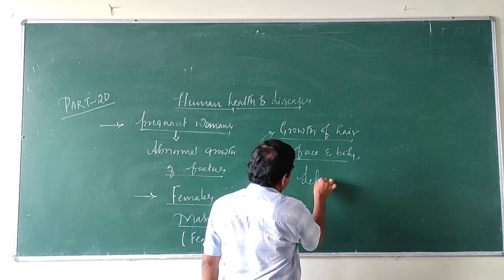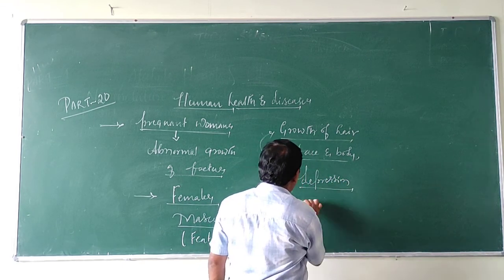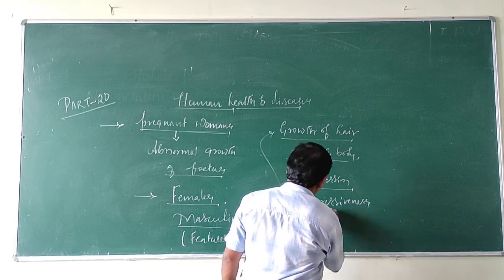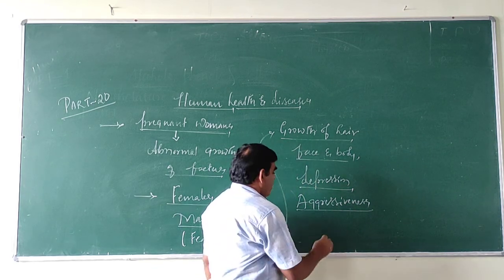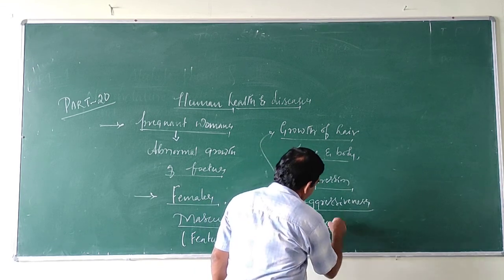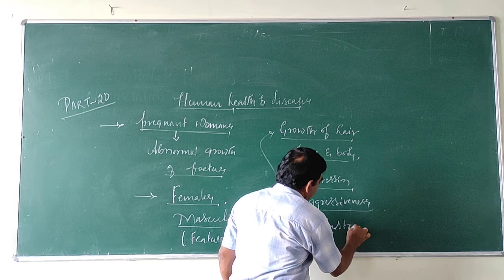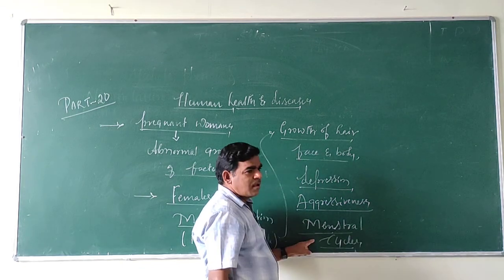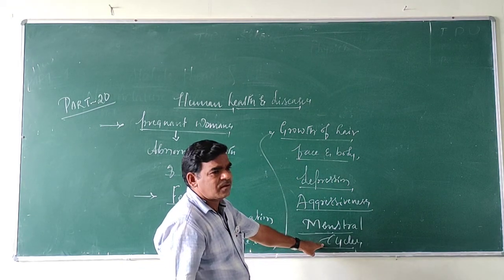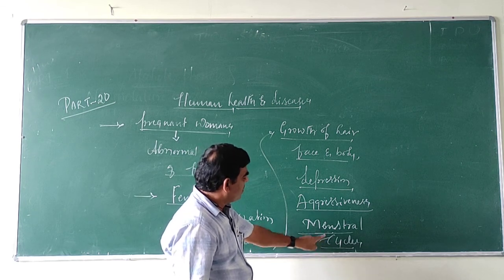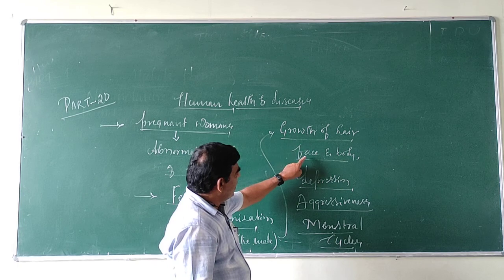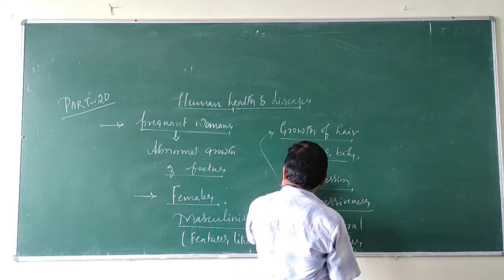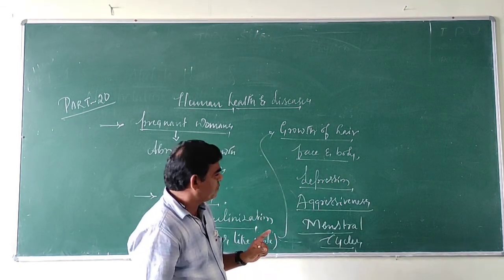depression, aggressiveness, changes in the menstrual cycle, irregular menstrual cycles. Aggressiveness, depression, growth of hair on face and body. These are the effects of drug and alcohol in females.